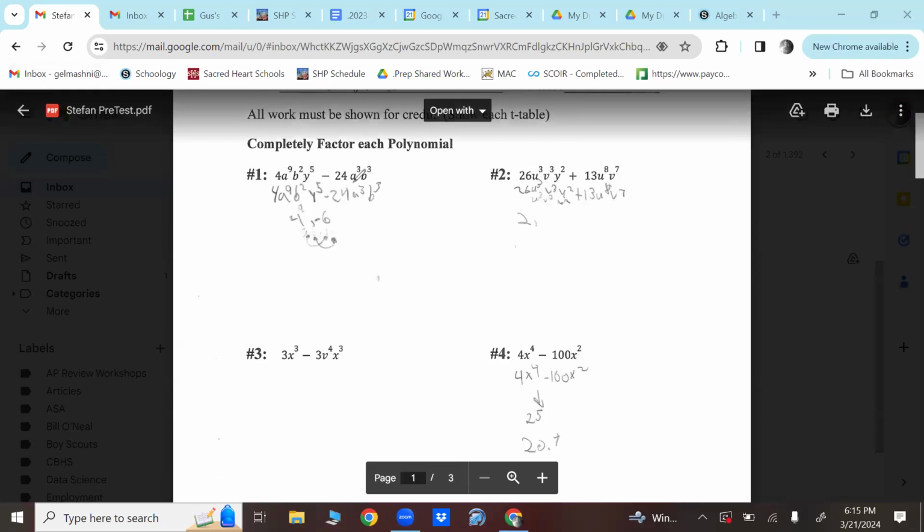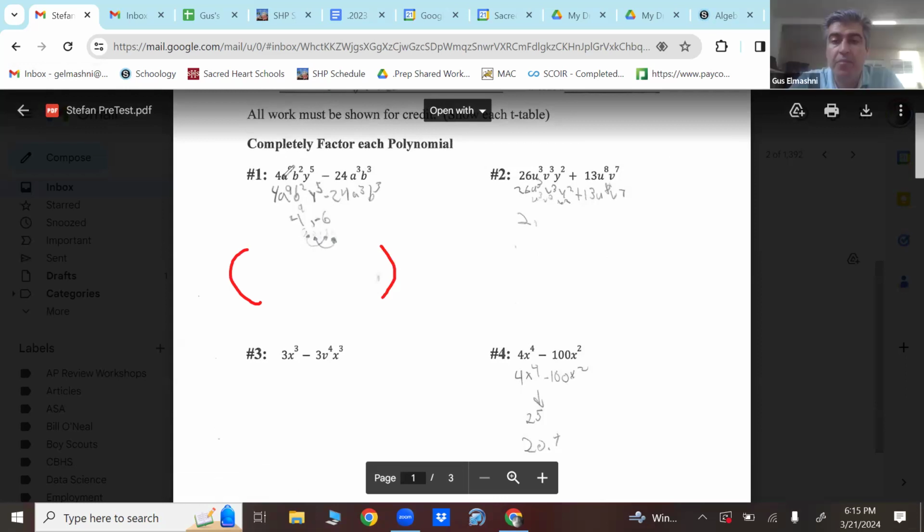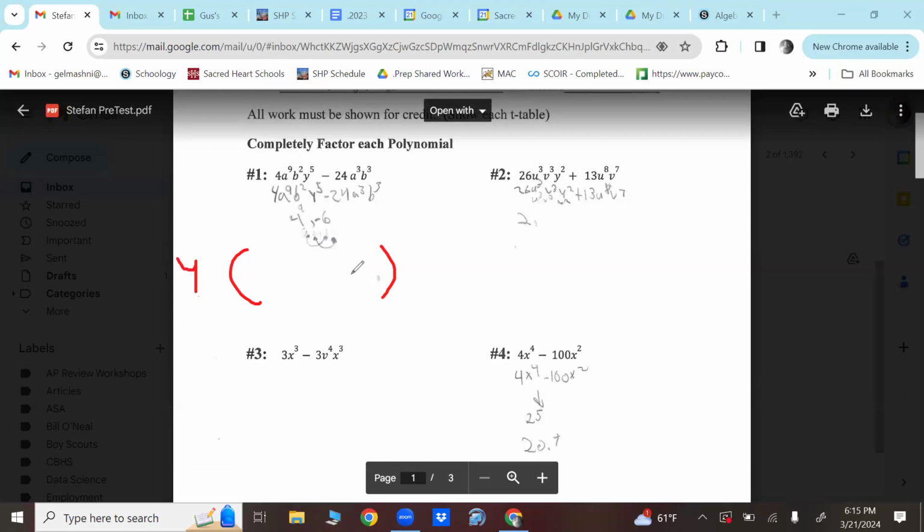You have 4 and 24. What can you pull out between those two? What factor do 4 and 24 share? Factor 4 and 24, 4. So that becomes -6, and we'll just put a 1 here.